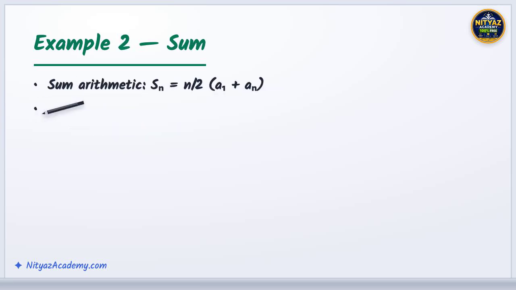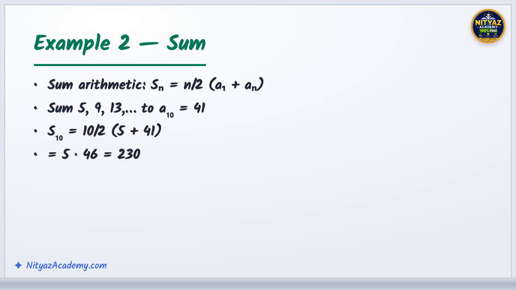Now sum the first 10 terms of that same sequence. The arithmetic sum formula is n over 2 times the first term plus the last term. We have 10 terms. First is 5, last is 41. So 10 over 2 is 5, times 5 plus 41, which is 46. 5 times 46 gives 230.